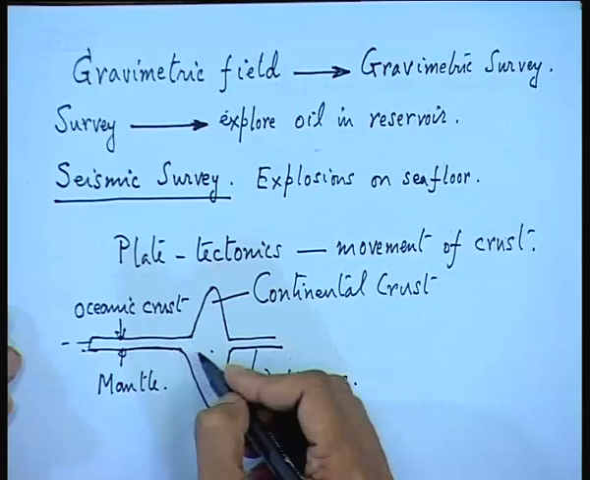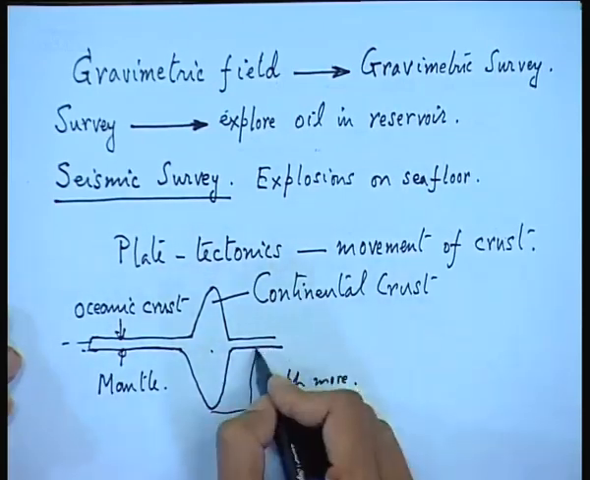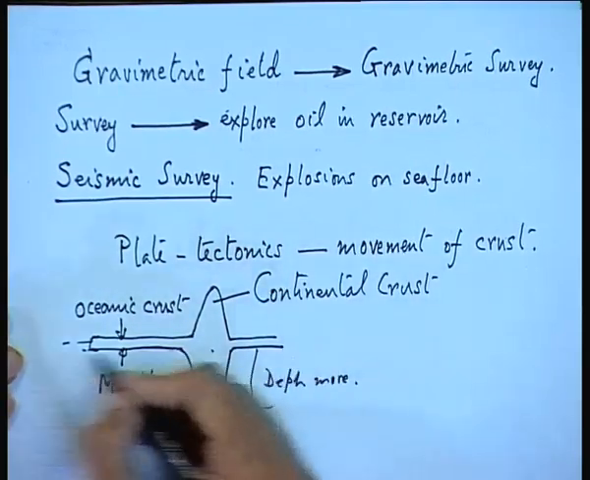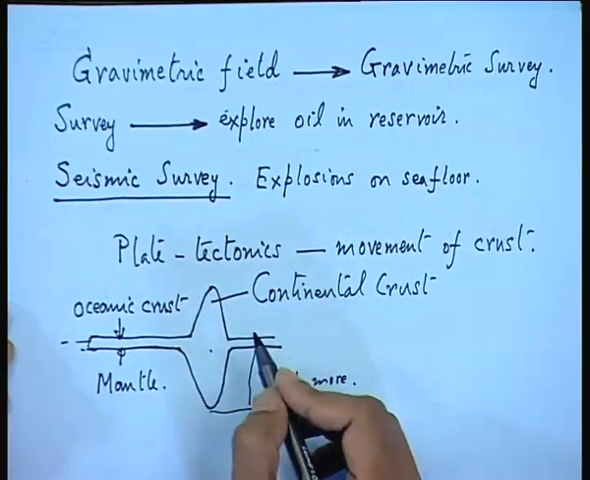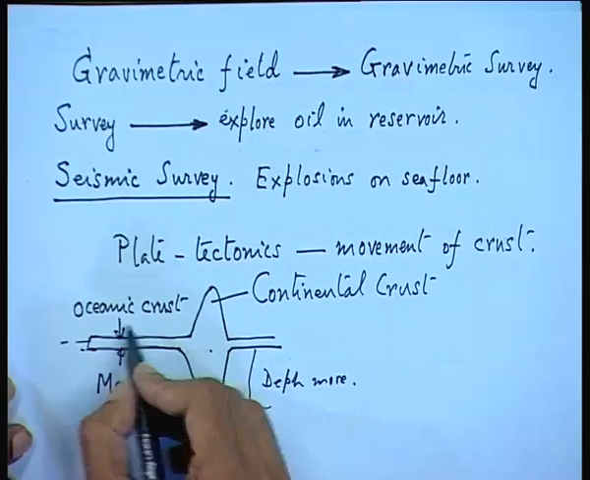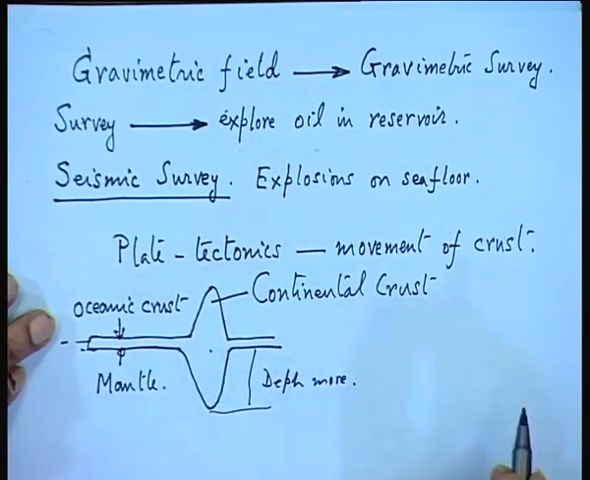So, continental crust actually expands towards the sea. Here, towards the land, of course, it does not have any room to expand. So, it can only expand towards the sea, and that is one of the reasons why the oceanic crust is younger than the continental crust.